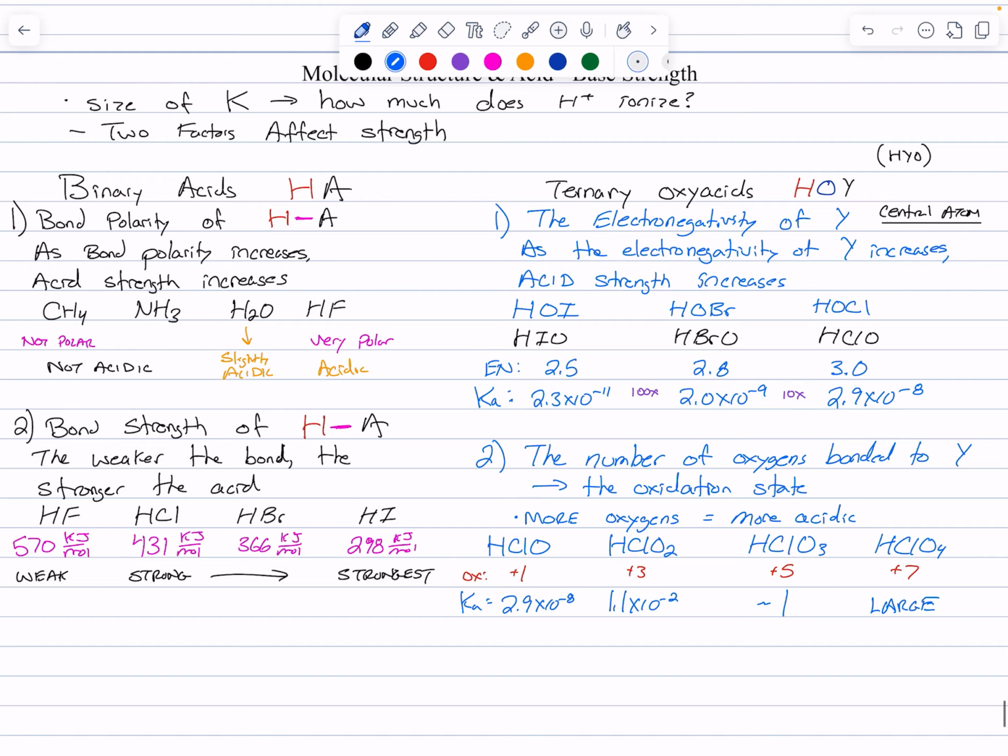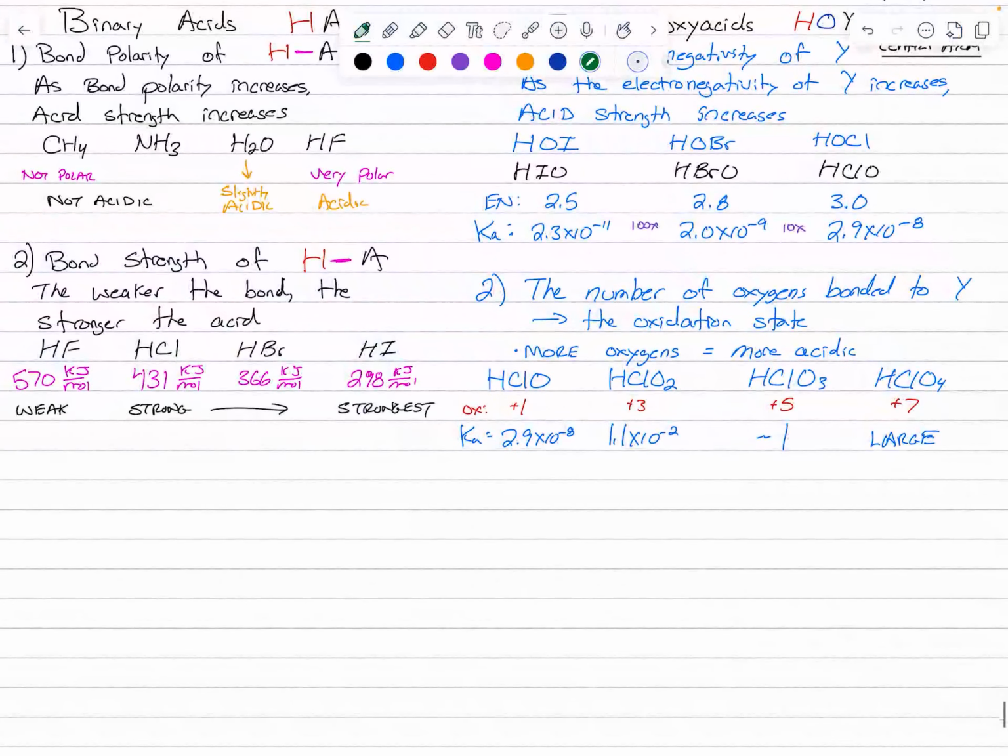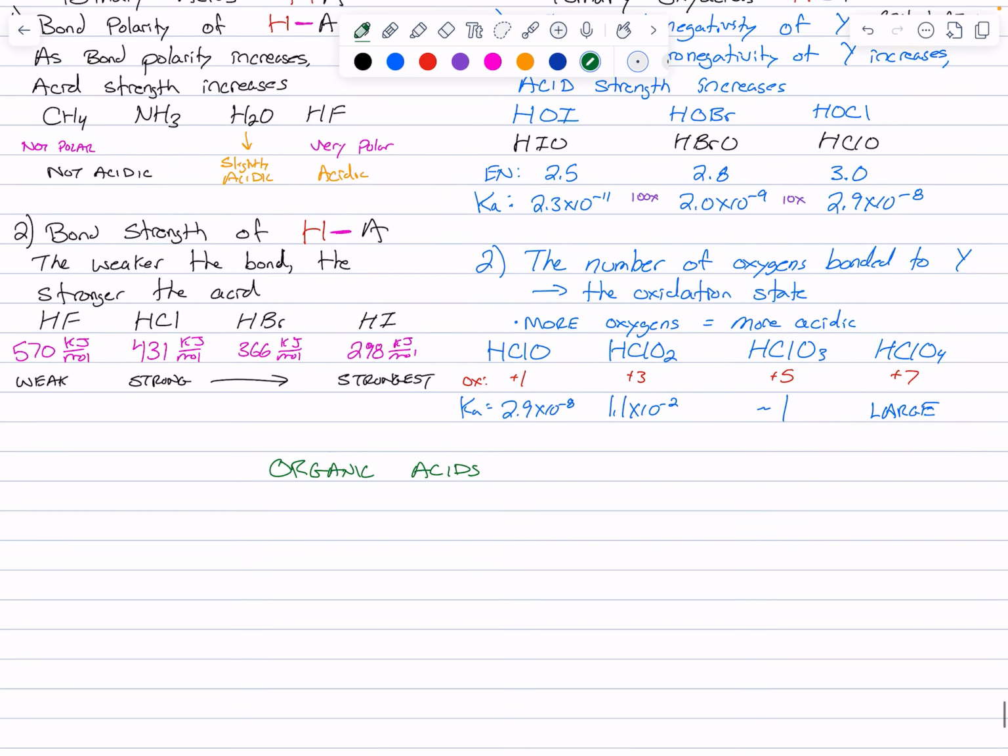Now, there's another class of acid that we need to talk about, and these are the organic acids. What are organic acids? Because if we look, I have H, I have O, I have I. All these are nonmetals. So organic acids typically have carbon in them. All right? Carbon containing. Mainly carbon containing.